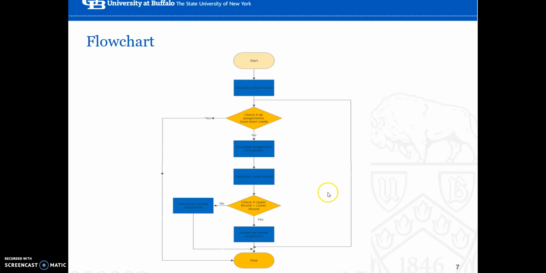But the idea is that whenever the upper bound goes below the lower bound, we know that the assignment is going to be incorrect, and we fathom that assignment, and it goes back to the top. This process proceeds iteratively till all assignments have been made, after which the algorithm stops.